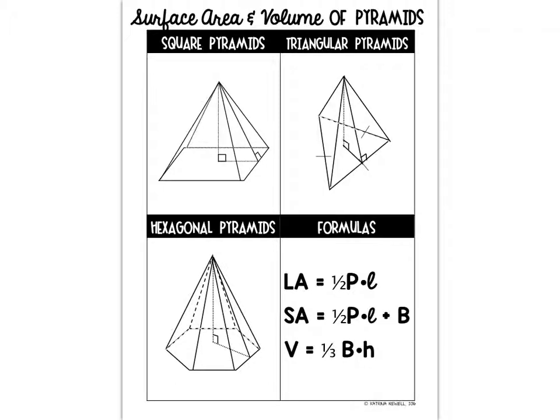As a reminder, we use the letter L to represent my slant height, which is going to be an important part of all of my formulas. We usually do a cursive L. So we're going to focus on surface area and volume. Surface area is 1/2 perimeter times slant height plus the area of the base. Volume equals 1/3 area of the base times height.